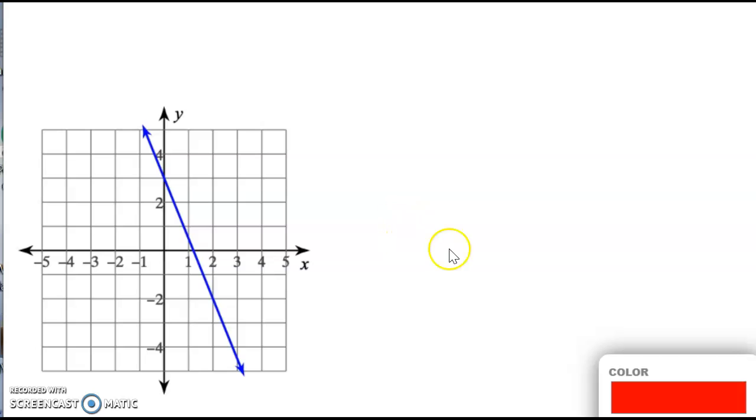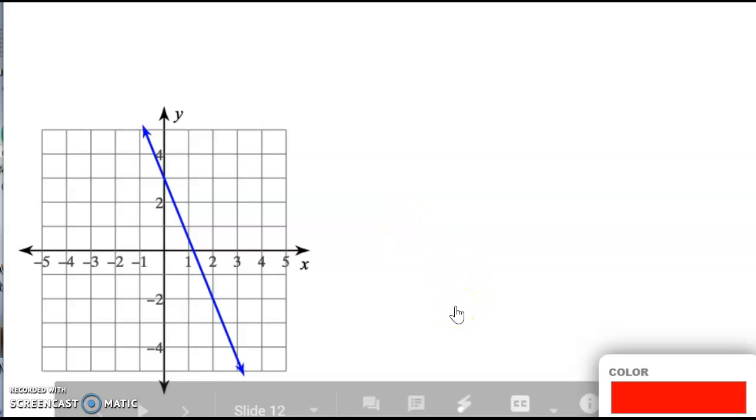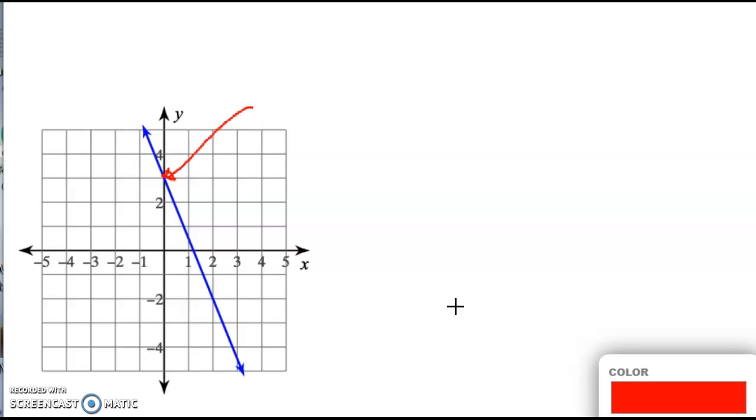Okay, let me go through the answers now. So what do we have here? What do we know about the y-intercept? The y-intercept is where the graph crosses the y-axis, and it is clear this is my y-intercept. The y value at which the graph is crossing is 0, 1, 2, 3. This is 3, right? So b is going to be 3.